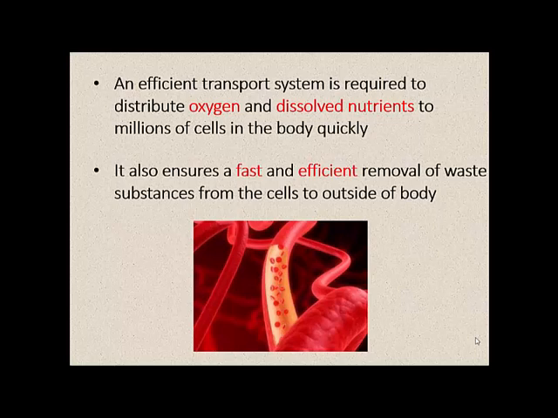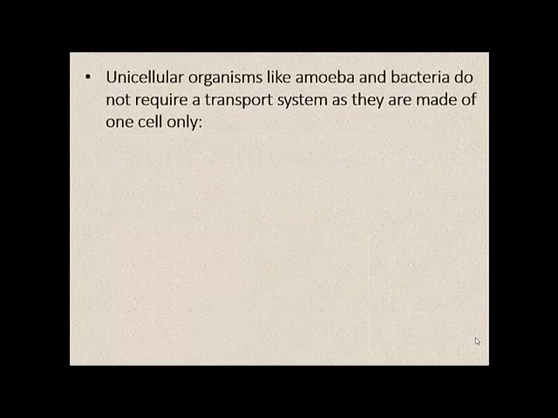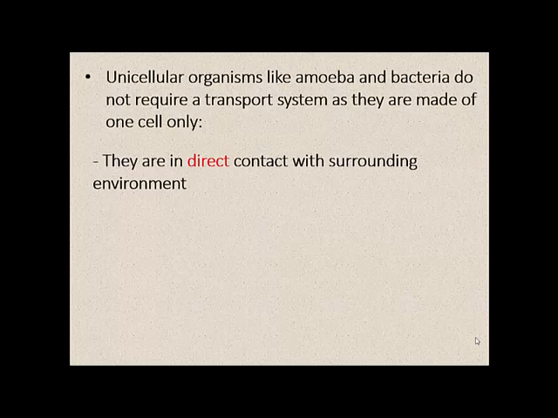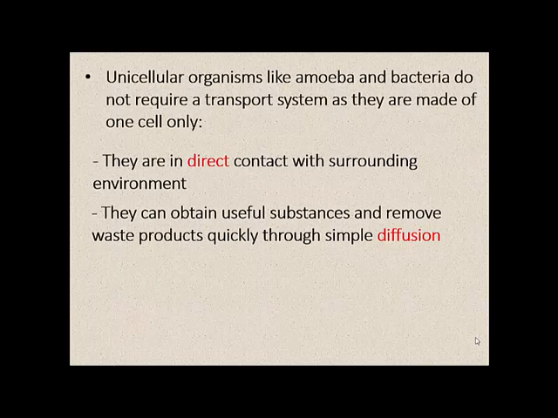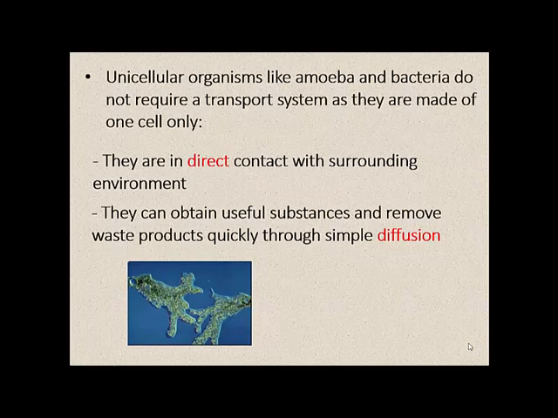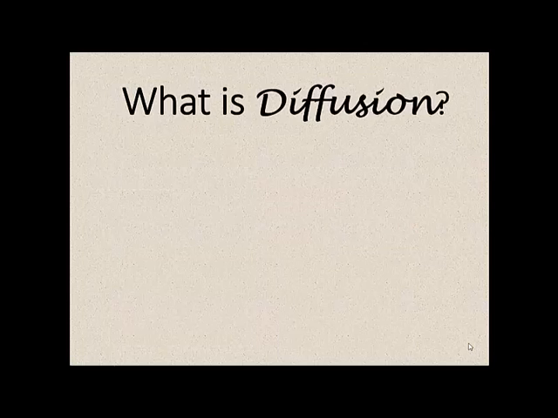Here is the network of blood vessels in the circulatory system. It ensures a fast and efficient transport of oxygen around the body as blood flows through them. Unicellular organisms like the amoeba and bacteria do not require a transport system as they are made up of one cell only. They are in direct contact with the surrounding environment. Hence, they can obtain useful substances and remove waste substances through simple diffusion. Here is the picture of the amoeba as well as the bacterial cells.